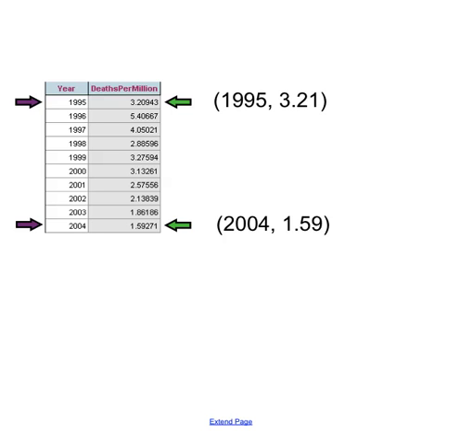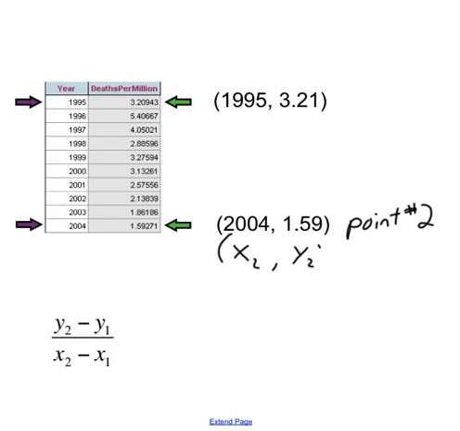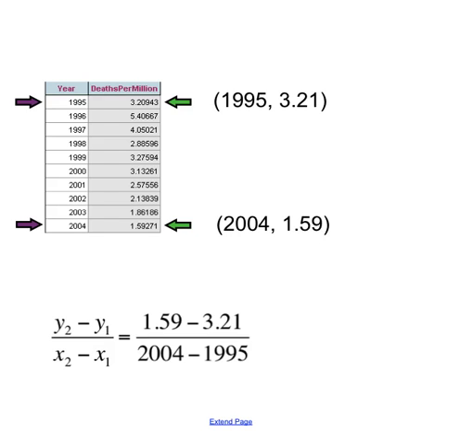The formula, when we look at it this way, is y2 minus y1 over x2 minus x1. That's treating this point, the 2004 point, as point number 2. So we would call this x2, and this is y2. And then this would be x1, comma, y1. And then we just substitute those into the formula, which is exactly what we just did. We subtracted 1.59 minus 3.21, the y values, and divided by the difference in x values.